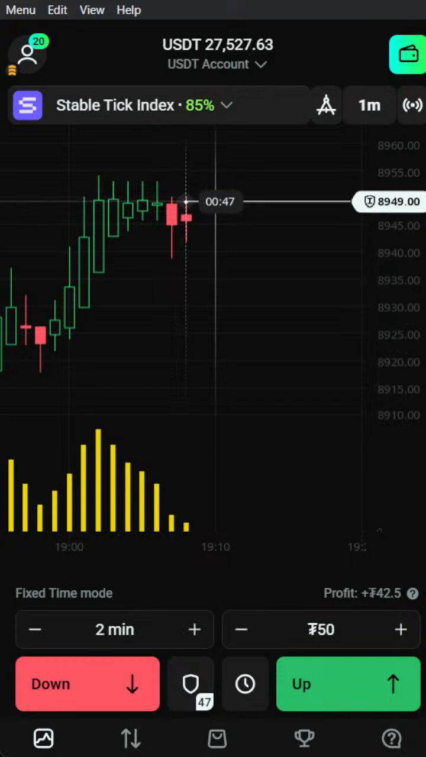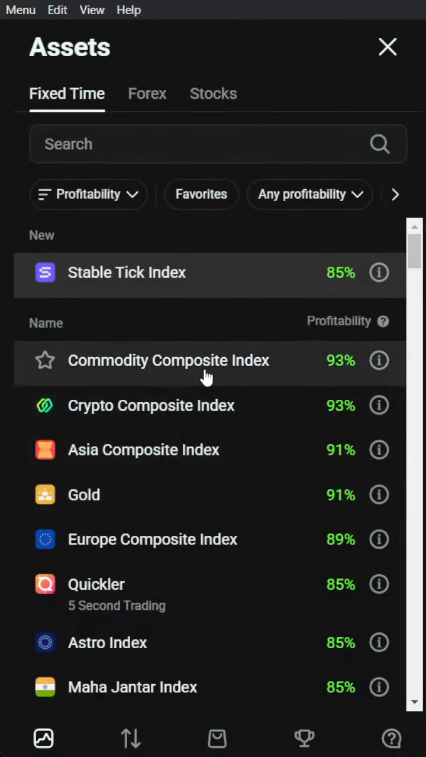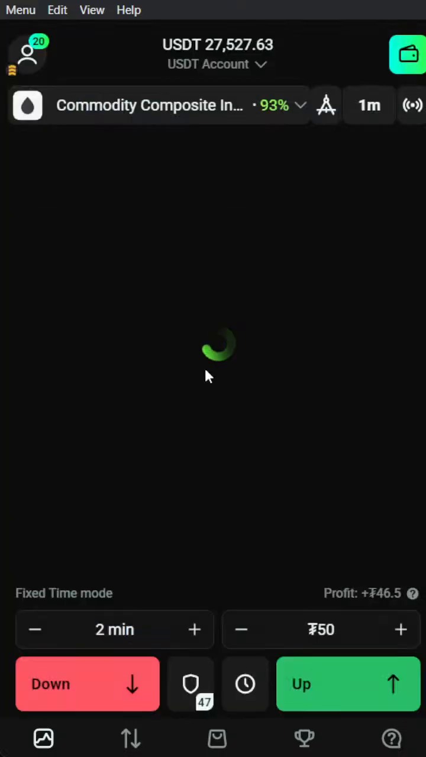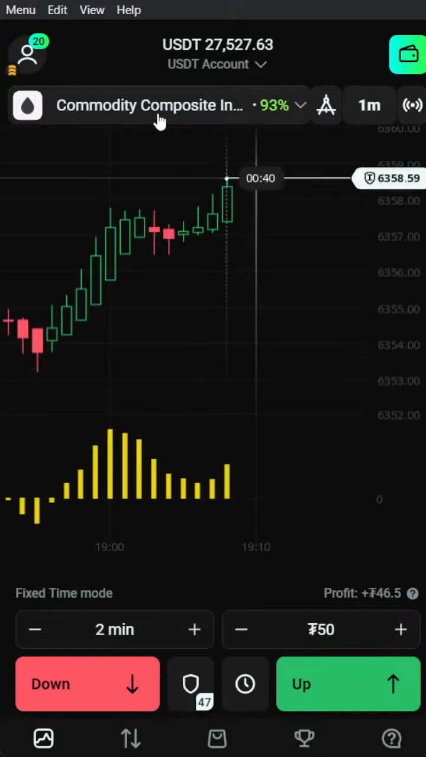I'm sure you also did it, though some of you will just show innocence. Why is this Stable Tick index not in my asset? Because it's not giving any signal any which way.